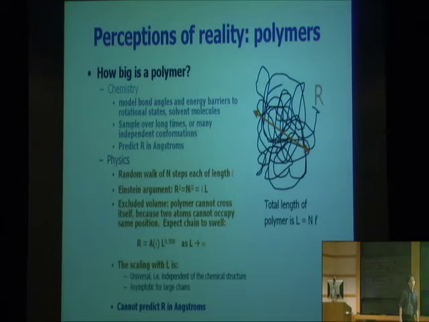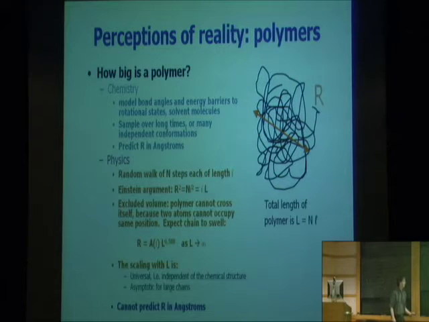The physicist doesn't say that. The physicist says, oh, well, this is simple. This polymer is just a random walk of n steps, each of length l. So that means that it's just a random walk. We can use Einstein's argument, and we get R squared goes like n, or R goes like n to the 1/2. And the physicist is very happy with themselves. But there's a couple of problems here. First of all, the main problem is that this answer is wrong. It's completely wrong. Why is it wrong?